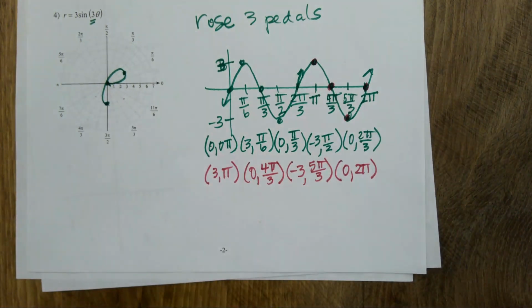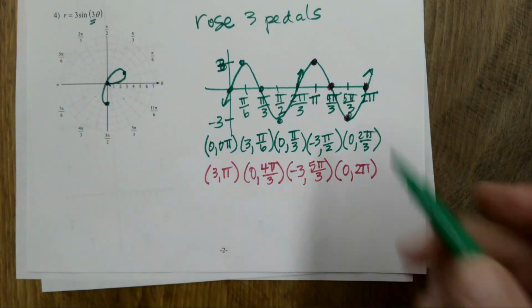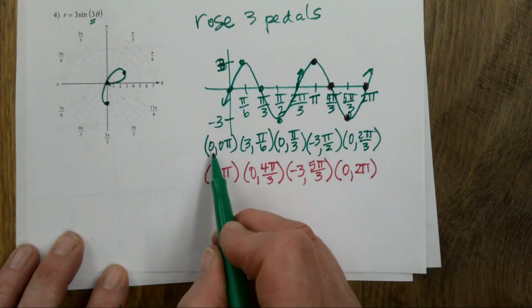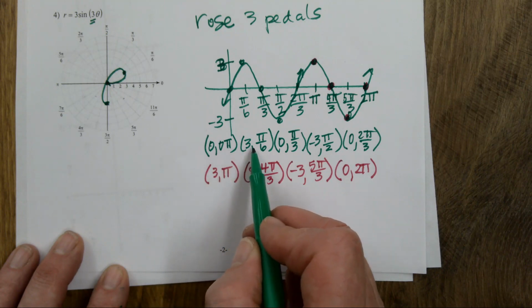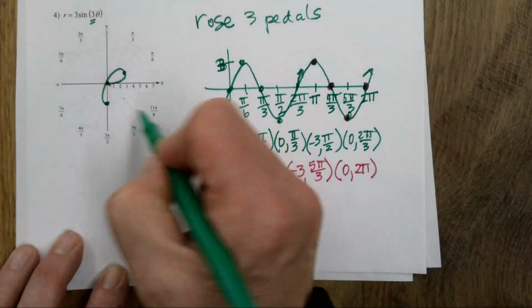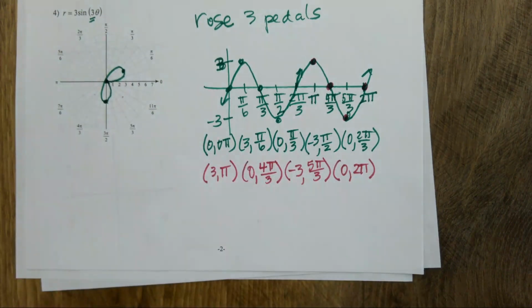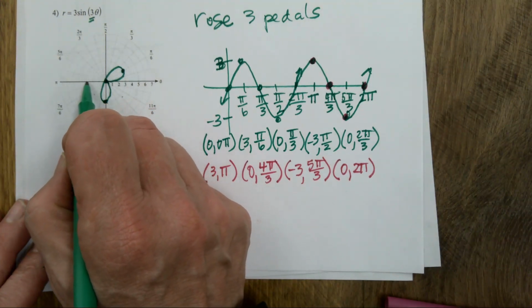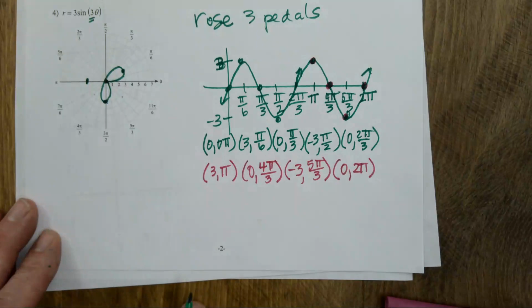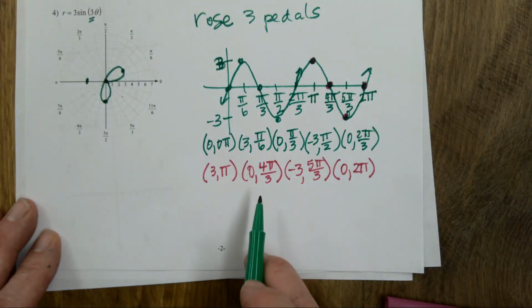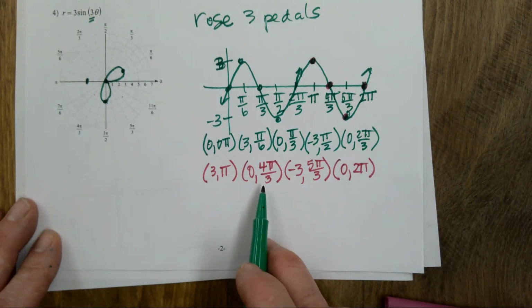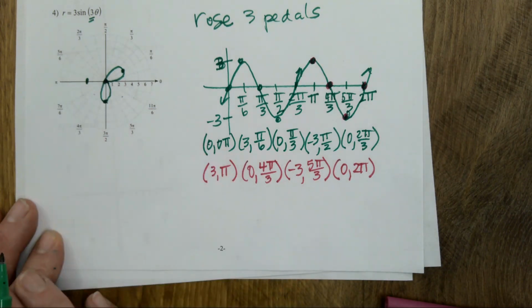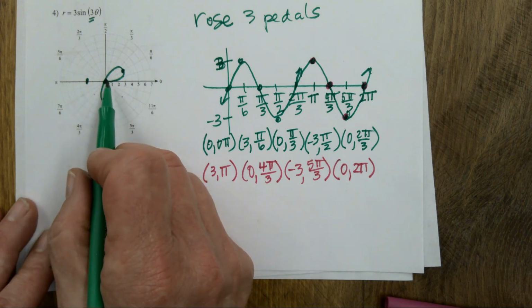Oops, did I not get there yet? I did 0 pi. I didn't finish this guy off. I didn't get to there. So my next one is 3 pi. And 0, 4 pi over 3. And then -3.